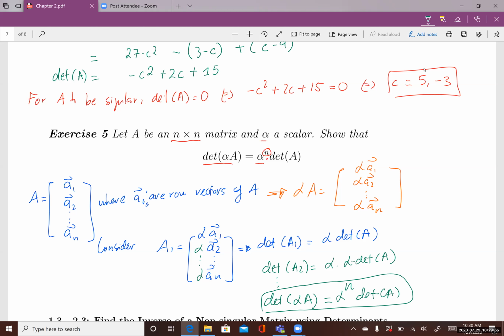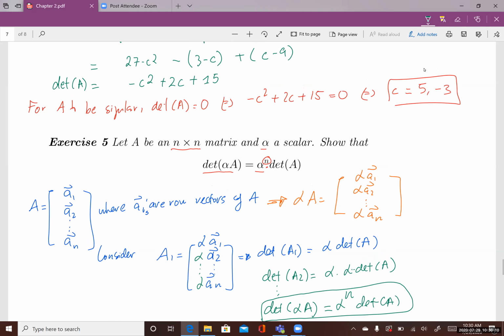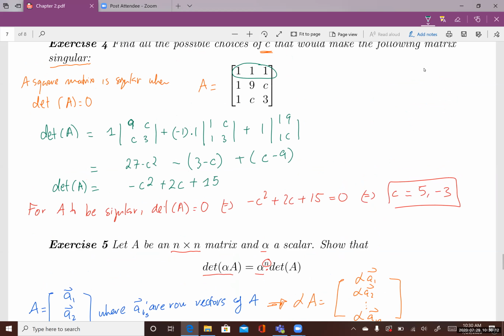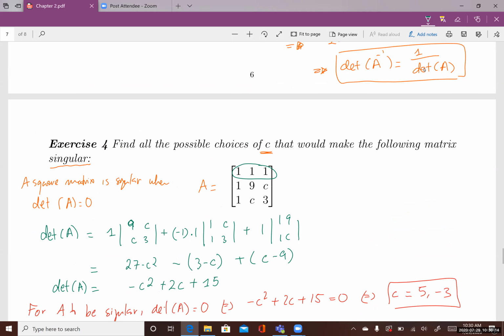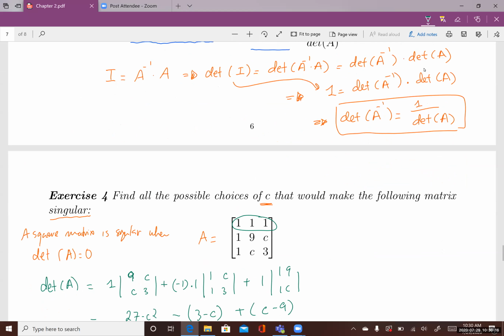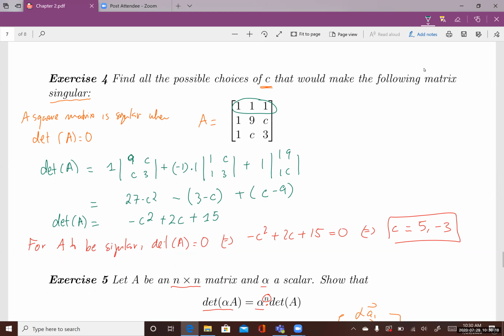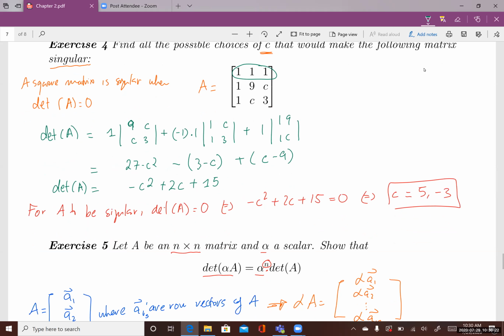So here we go. Keep in mind, if you multiply alpha to a matrix and find the determinant of that, it has to equal alpha raised to the n, because you have to multiply alpha n times, and then you multiply by the determinant of A. Here are some examples of how we can use properties of determinants to solve some of the problems that involve the determinants of a matrix.